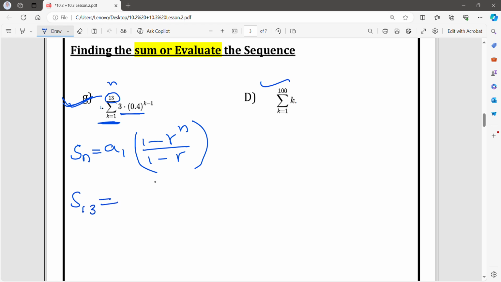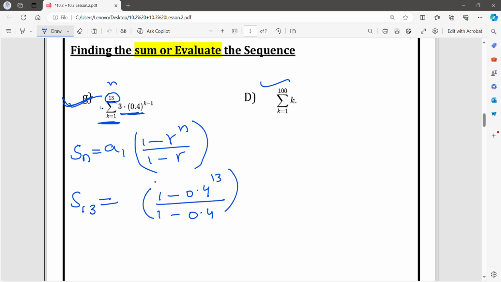13 terms. For a1, in a geometric sequence, if they give you the sigma notation, it's very simple to find a1 and r. r is always the number where you have a power. You can see here 0.4 has a power, so r is 0.4, and n is 13, because here we have 13 terms. Now what is a1? Which number are you multiplying here with the power value? That will be your a1.